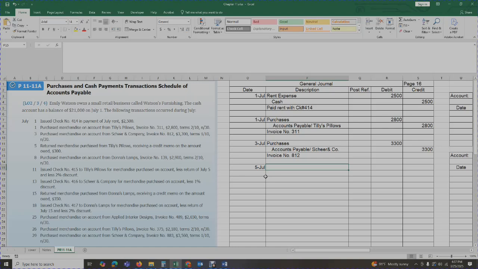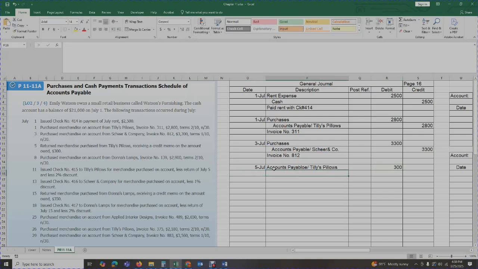So on the 5th, we are returning merchandise. Okay, so if you return merchandise, you no longer owe that money. So let's look at what we did for Tilly's Pillows. For Tilly's Pillows, I debited the purchases and I credit the accounts payable. That means that I owe $2,800. Now that I'm making a return, my accounts payable needs to be debited for the amount of the return. So accounts payable would have to be debited, and this is for Tilly's Pillows. For the amount of the return, it's $300, okay?